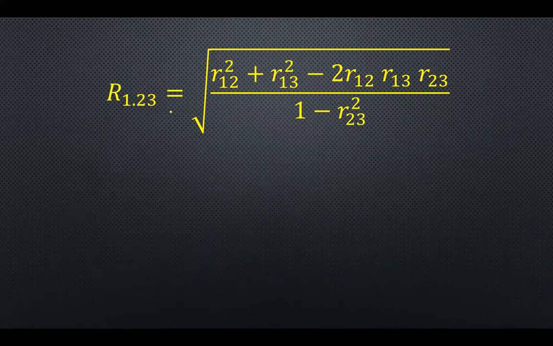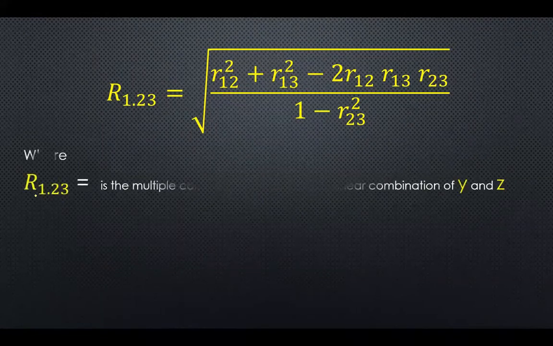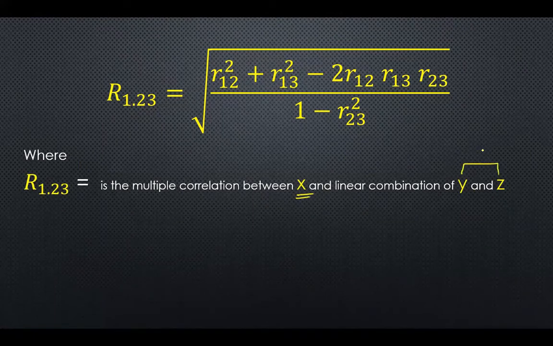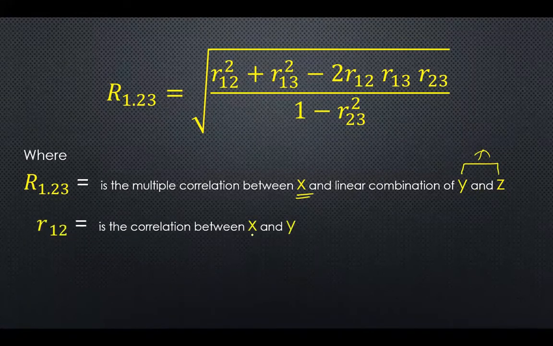So now what are all these things I'm going to tell? See, this is called the multiple correlation. Now R1.23 is the multiple correlation between X and the next two, I'm taking the linear combination. Okay, now what is this R12? R12 is the correlation between X and Y, because I'm taking X, Y, Z, X as 1, Y as 2, and Z as 3. So that R12 will be the correlation between X and Y.